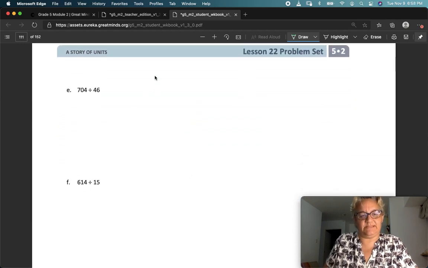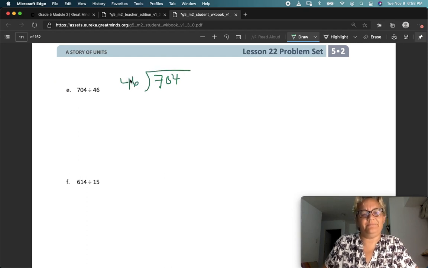Let's go. The next one, 704 divided by 46. Okay, well, 46 times 2 is going to be 92. But just looking at that, it's going to be too big for this 70. So I'm just going to go ahead and put a 1 right here. And then subtract 46 from 70. And I get 24. Okay. 24 is not big enough, but I bring down that 4.